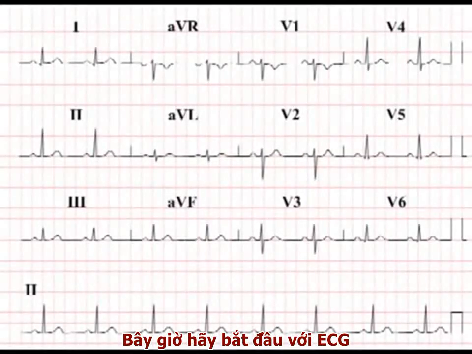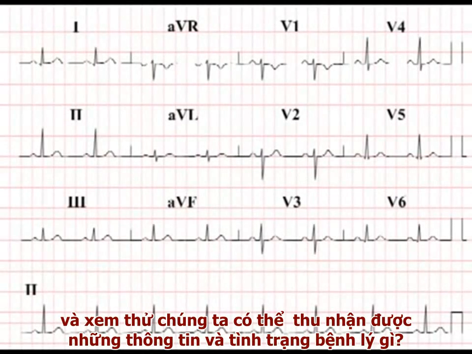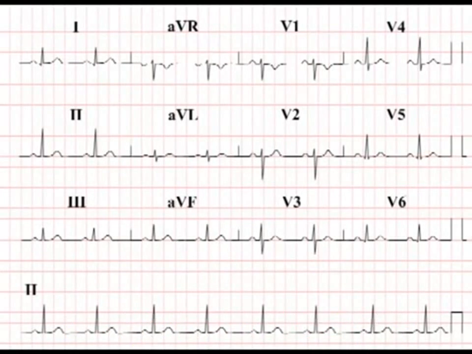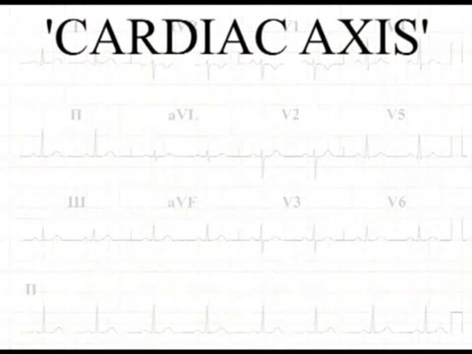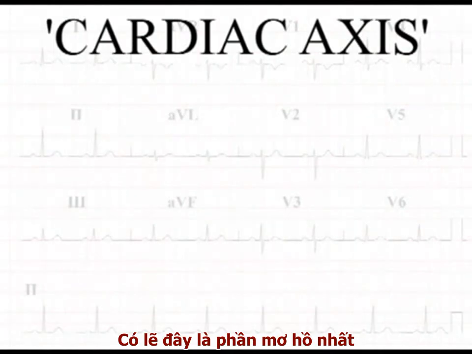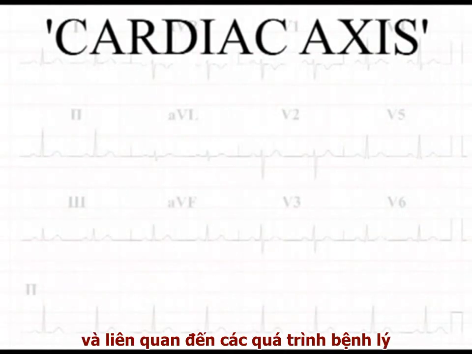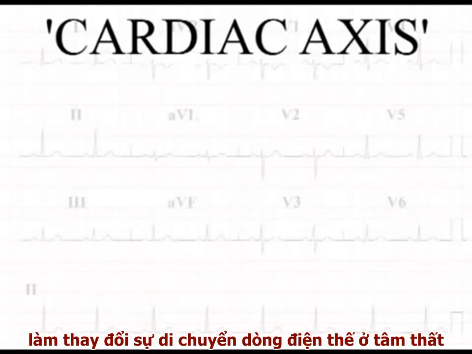Now let's start to put the ECG to use and see what information we can extract in disease situations. The first topic we will deal with, deviation of the cardiac axis, is perhaps the most abstract and concerns disease processes which alter the pattern of spread of depolarization around the ventricles.